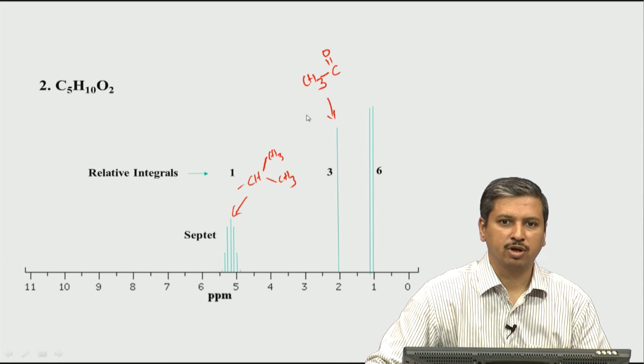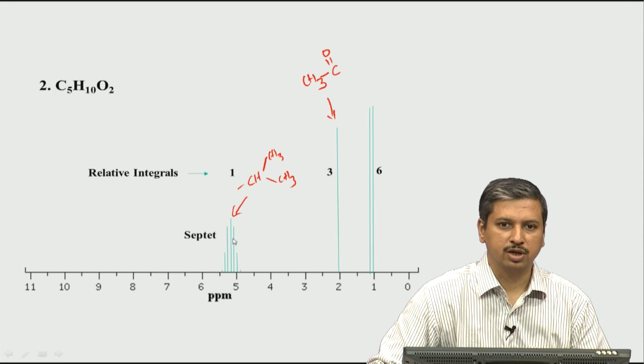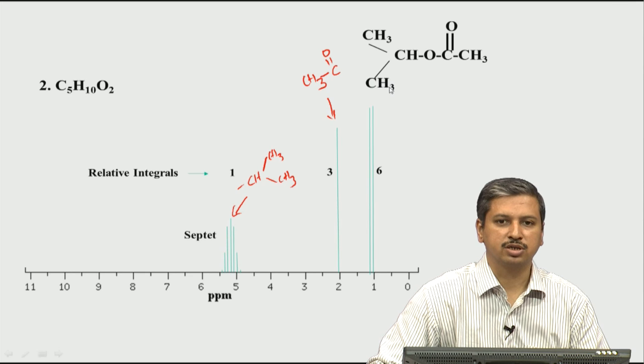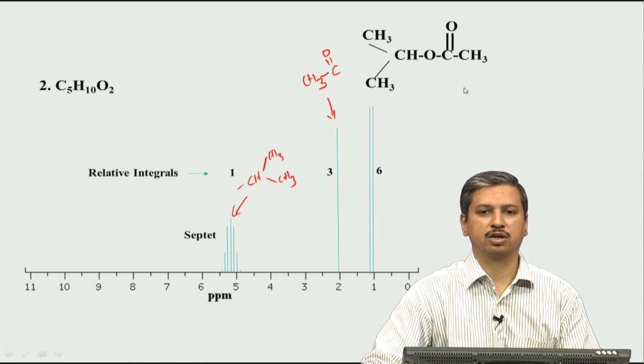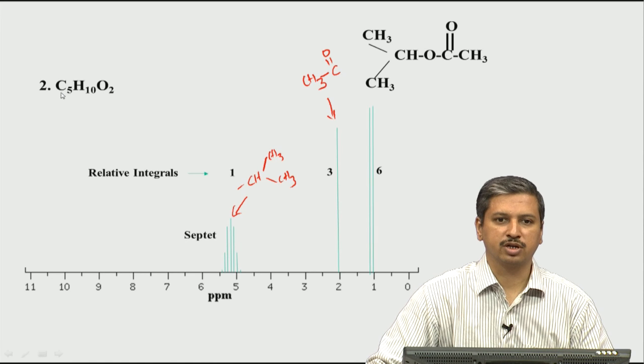Now we can add all this together and come up with a probable structure. One more thing we can see is that this hydrogen is coming at 5 ppm, which means there is probably an oxygen here. Only if there is an oxygen here can this hydrogen be so far downfield. So, there is an oxygen here and there is a carbonyl here. If you add these together, this is the structure of the compound which corresponds to this formula.